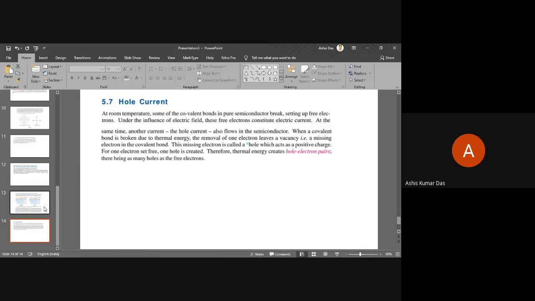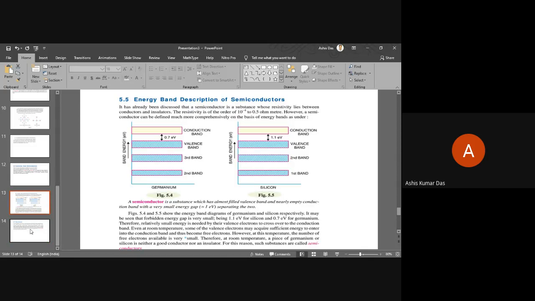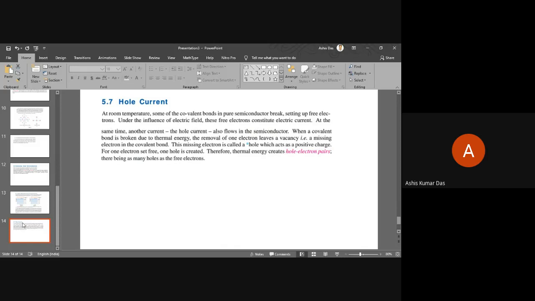Besides these commonly used semiconductors, now we get another concept that is called the hole current. So what is the hole current? At room temperature, we have some covalent bonds available in the semiconductor, and if somehow one breaks, then we get some free electrons. When this free electron is there, it leaves a vacancy. This missing electron in the covalent bond is called a hole, and it is positively charged, and this will produce the hole current.